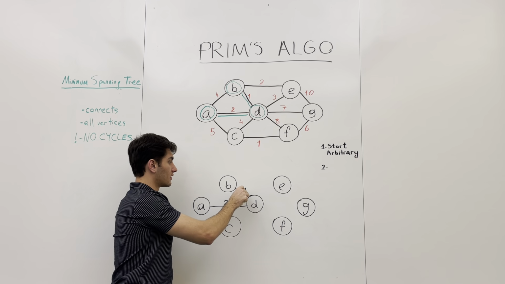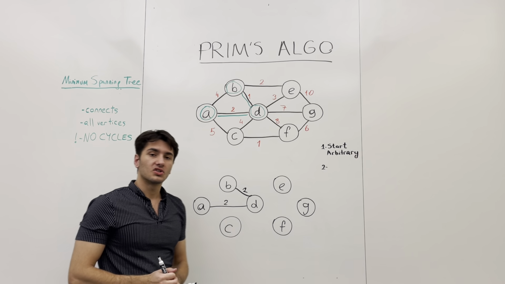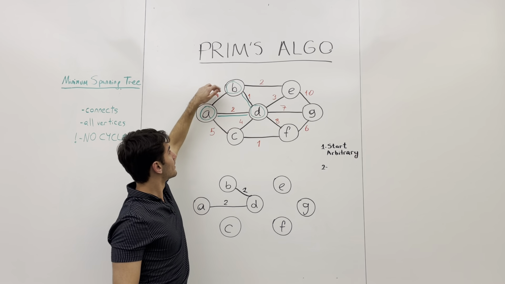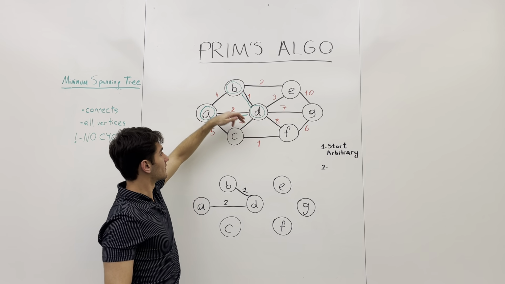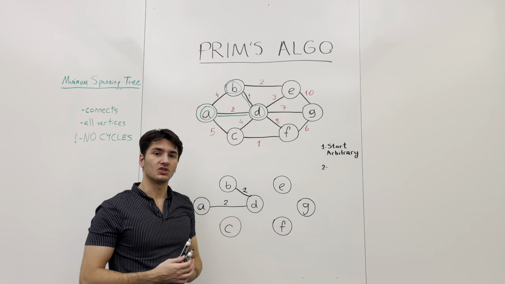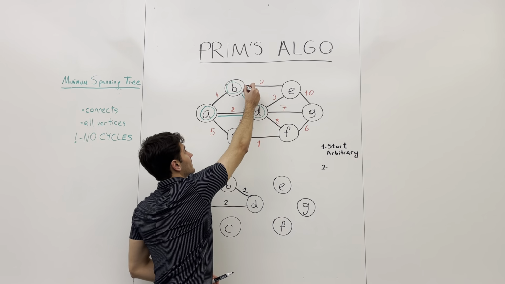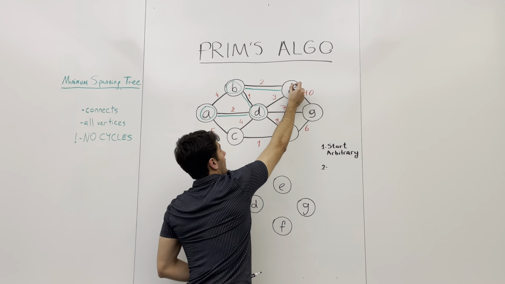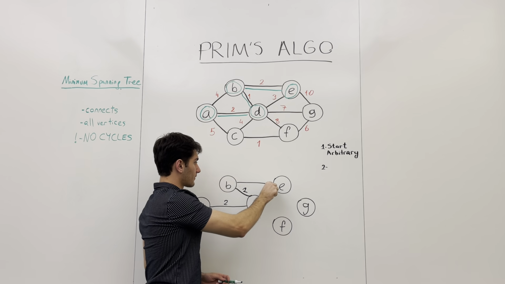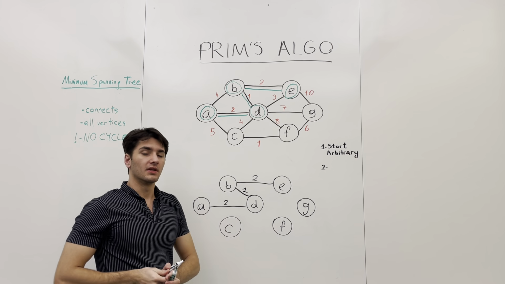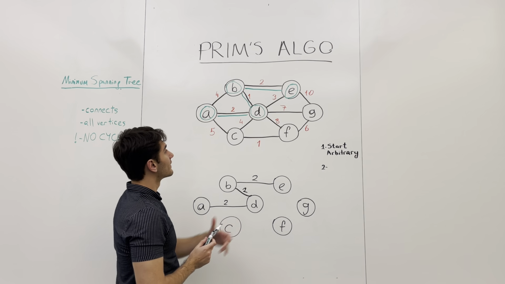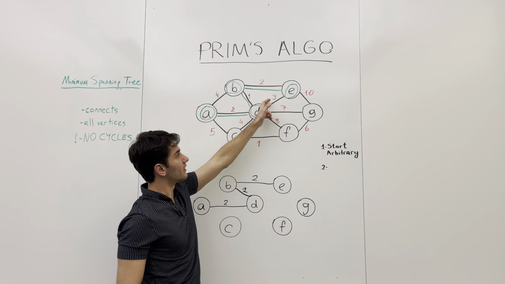The edge weight 1. Now we're going to check the edges from A, B, and D. We have 2 here from B, we have 4, we have 3, 7, 8, 4, 5. And the one with the minimum edge weight that is connected is 2. So we pick this weight and we add E to the graph. Now we need to pick the next edge with the minimum weight. We can see we have 3 here.